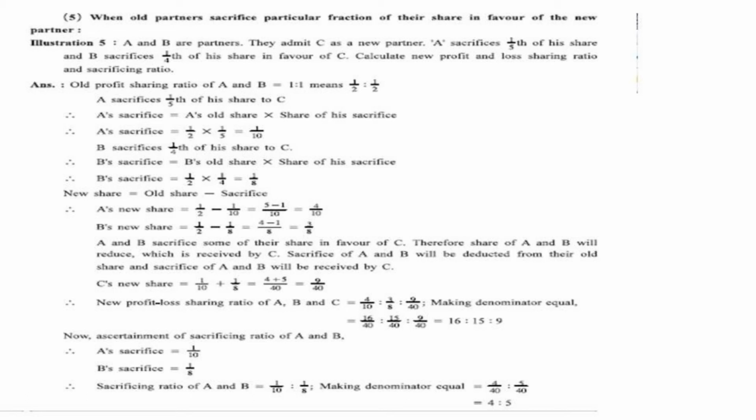Now in denominator 8 is there, and if we want to make the 8 into 40, then we multiply in numerator and denominator with 5. So 1/8 into 5/5. Then we get 5/40. This way 4/40 plus 5/40 is equal to 9/40. So new profit loss sharing ratio of A, B and C is equal to 4/10, 3/8 and 9/40.